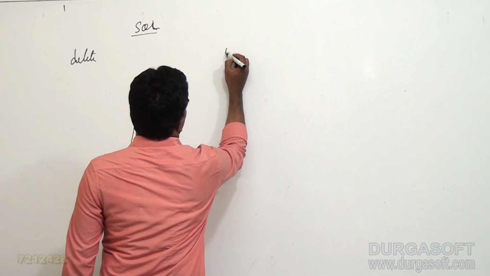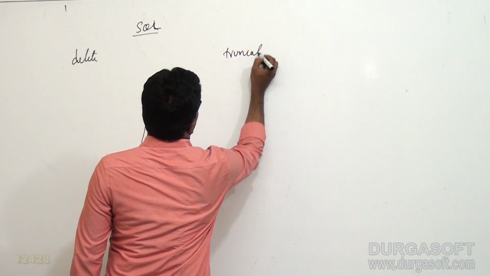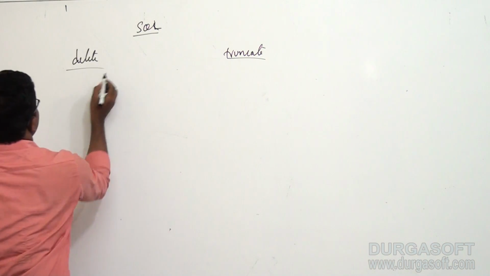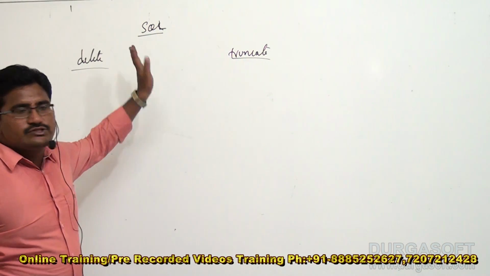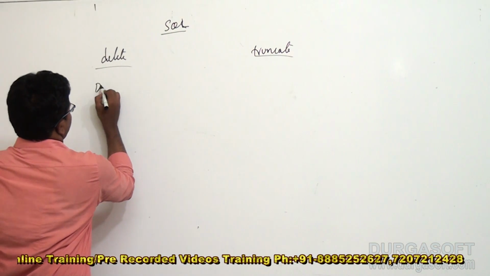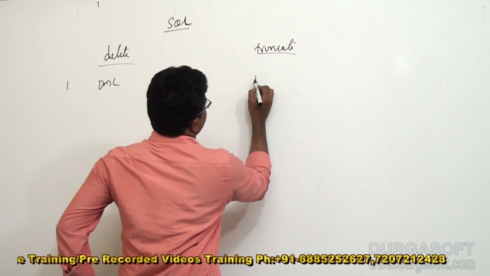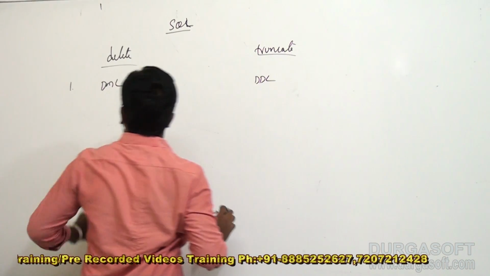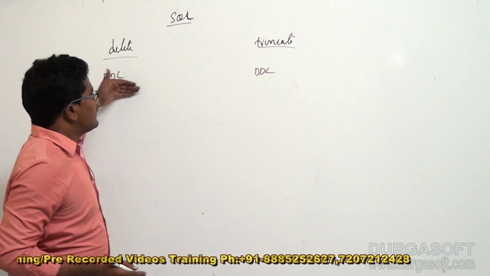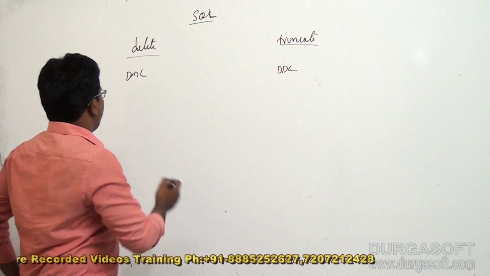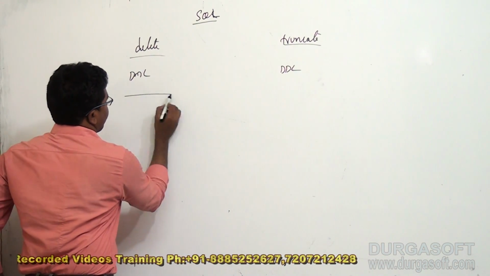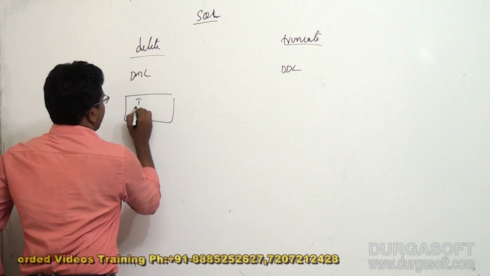Delete versus truncate. The first one, delete, is from which one? DML command. Truncate is a DDL command. We will see the differences with some examples. Okay, let me take a small table here.